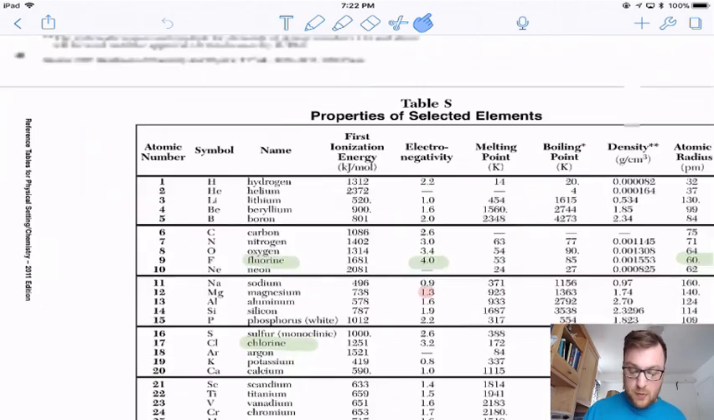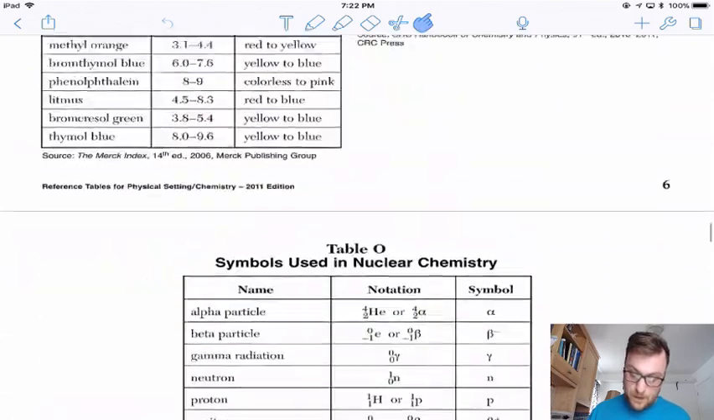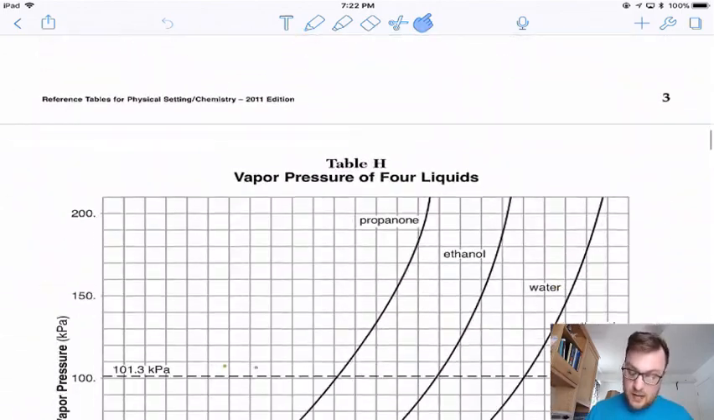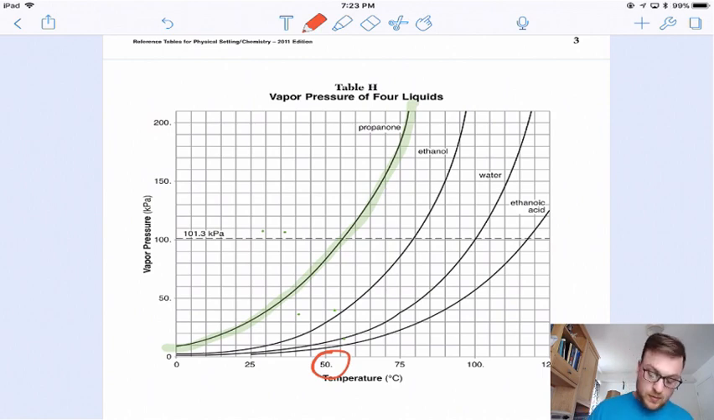So we need to find a reference table that deals with vapor pressure. Luckily for us, Table H deals with vapor pressure. In fact, the title of it is Vapor Pressure for Liquids. So, first thing we need to do is identify propanone's line. Second thing we need to do is find the temperature in question. And the last thing we need to do is just see what the pressure is, which is the y-axis, at that temperature.